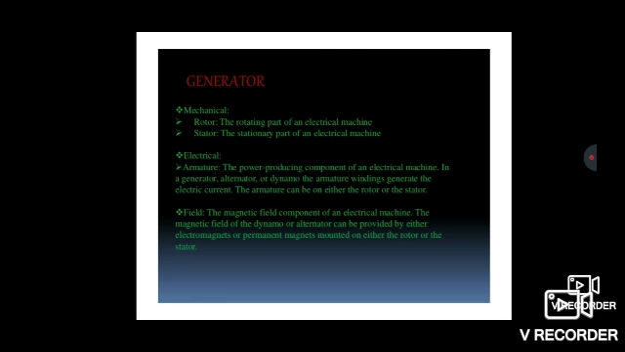Next one is the field winding. The magnetic field component of an electrical machine. The magnetic field of the dynamo or alternator can be provided by either electromagnets or permanent magnets mounted on either side of the rotor or the stator.